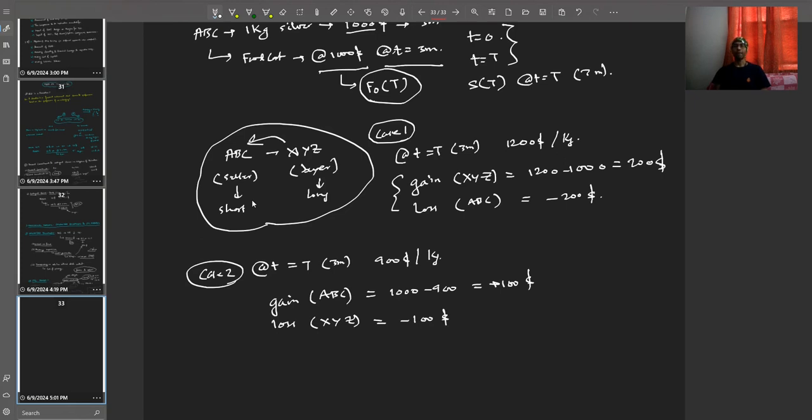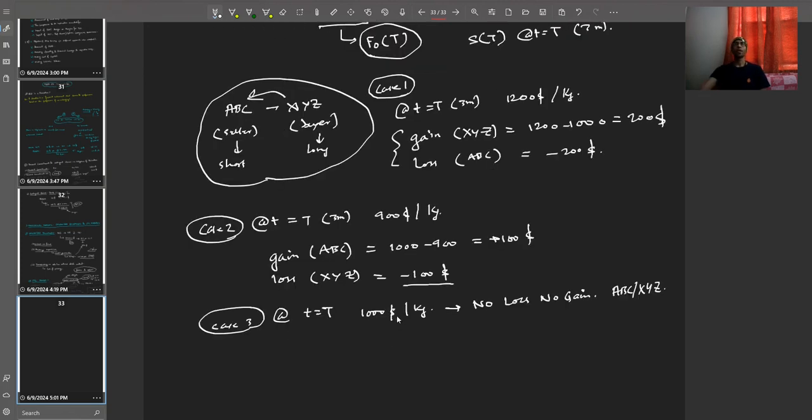Why? Because if the buyer had bought from the market, he or she could have bought it at $900, but now he has to buy it at $1,000 from ABC, because he has entered into a forward commitment contract. You cannot back out from it, so he or she has to take a loss of minus $100. The case 3 is at T is equal to T, the price remains at $1,000 per kg. In that case, no loss, no gain for either ABC or XYZ.